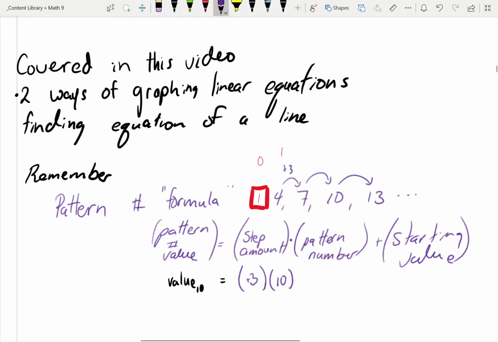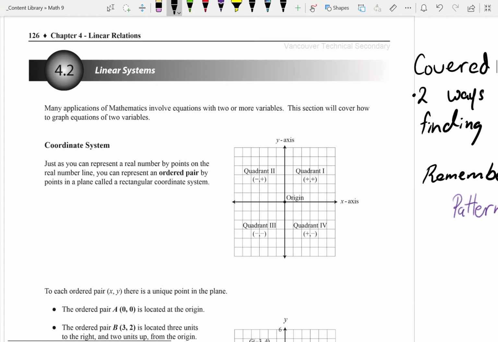So this equation would be 3 times 10 plus 1. So I would do the math and I would get the value of 10 would be equal to 31. So we're going to use this and we're going to kind of bridge this gap when we deal with linear equations because we're going to be dealing with a more general pattern now. A few other things I want to go into.